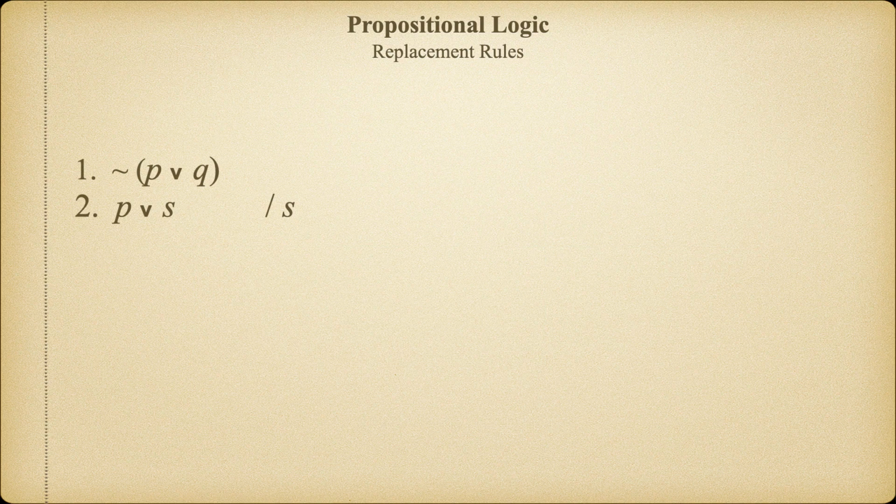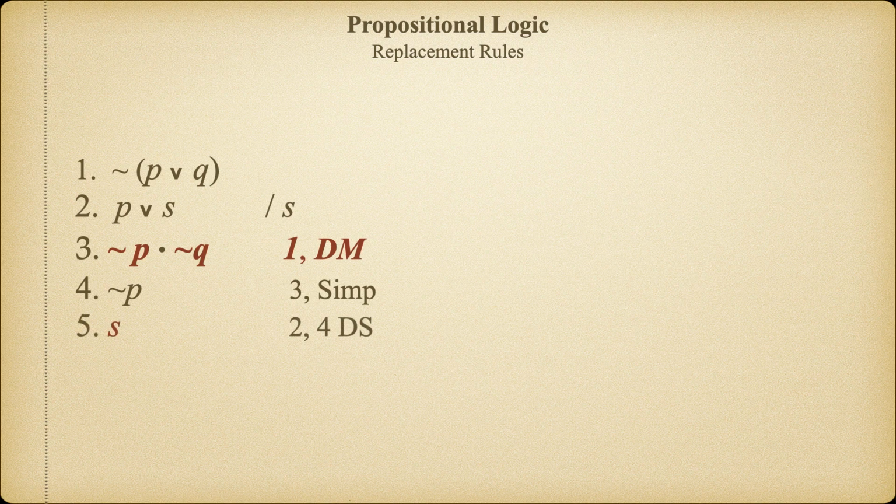Consider this example, where we want to prove that S follows validly from the premises. Clearly, we're going to want to use disjunctive syllogism on line 2, but we need to get "it's not the case that P" on a line by itself. De Morgan allows us to substitute "not P and not Q" for premise 1. Next, we simplify "it's not the case that P" from premise 3. Then we can derive our conclusion, S. De Morgan's rule can be a real lifesaver when trying to deconstruct and validate deductive arguments in propositional logic.